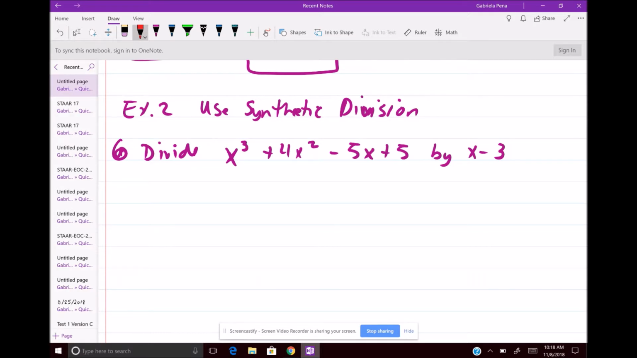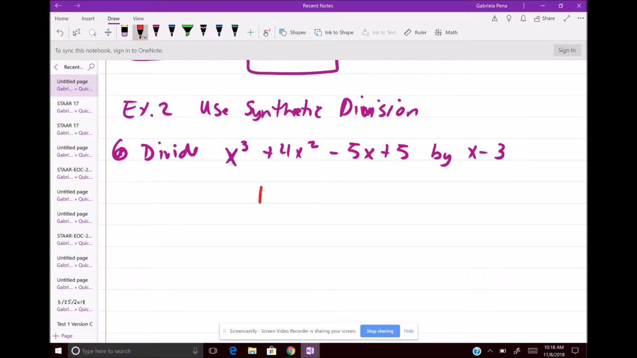For this one, you need to make sure you have everything. I have an x cubed, an x squared, an x, and a constant. So I'm not missing anything, right? All you have to do is look for the leading coefficients of each term. Who's the coefficient of my x cubed? 1. So I'm going to put down a 1.